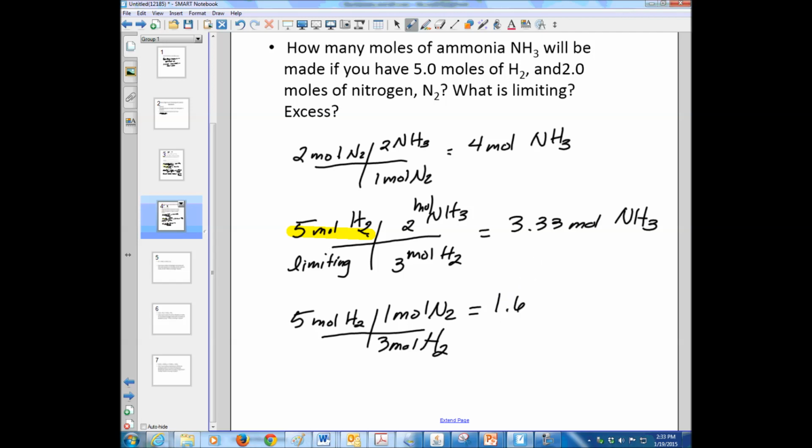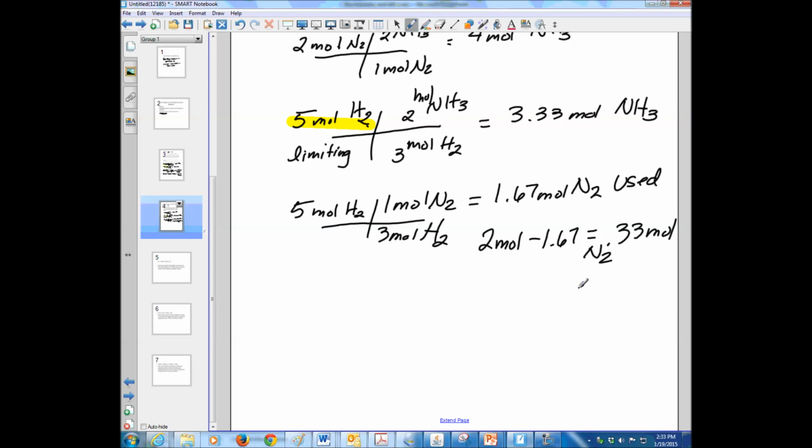1.67 nitrogen used. How much do we start with? Started with 2 moles. Minus 1.67 gives us 0.33 moles of nitrogen left over. Okay.